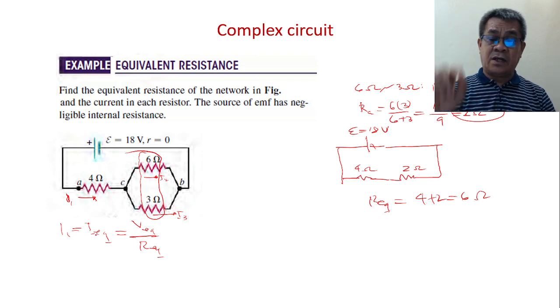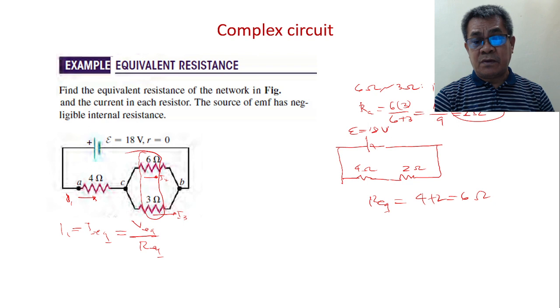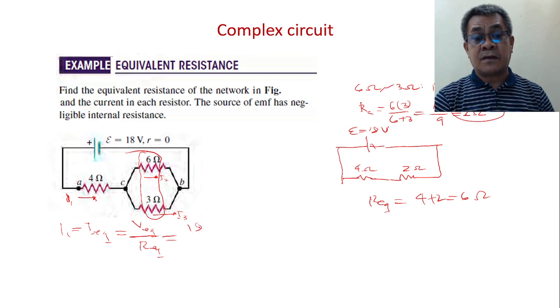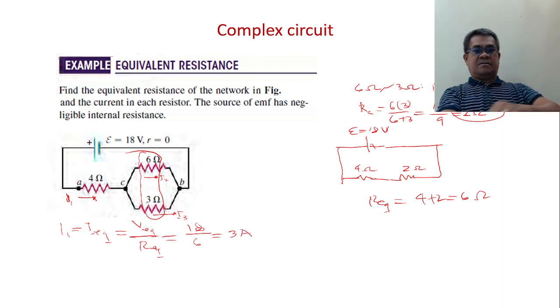But what is I equivalent? I equivalent can be solved using Ohm's law. We need V equivalent over R equivalent. Our V equivalent is, remember, given as 18. This is 18, divided by R equivalent, which is 6. So therefore, current is 3 amps. This is the answer for letter A, or I1.